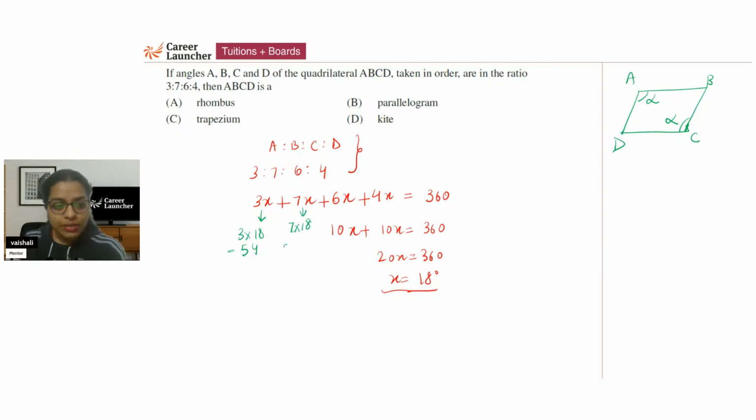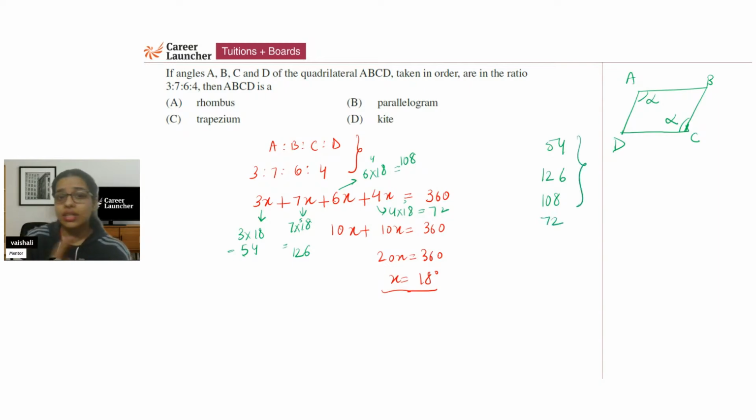So what will this be? This is 126. Then 6 into 18. This is going to be 108, and 4 into 18 is how much? 72. So this is going to be 72 degrees. Now, if you will just make a list of all the angles, this is 54, this is 126, this is 108, and this is 72. क्या कोई भी दो angle same है? No. So it means it is not going to be a parallelogram, right?